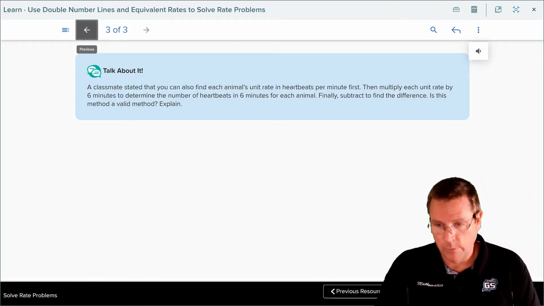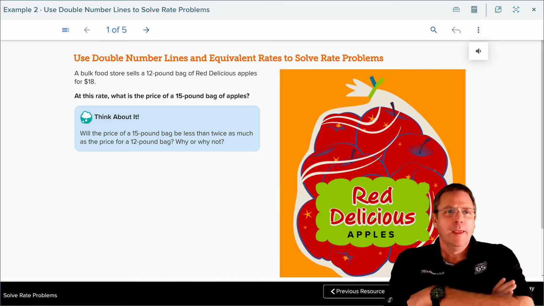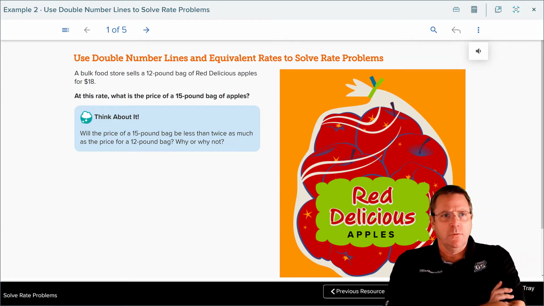Moving on to resource number 6. This problem is the same general idea where we're going to use either or both a double number line and equivalent rates to solve the rate problems. We're going to solve the same problem two different ways.